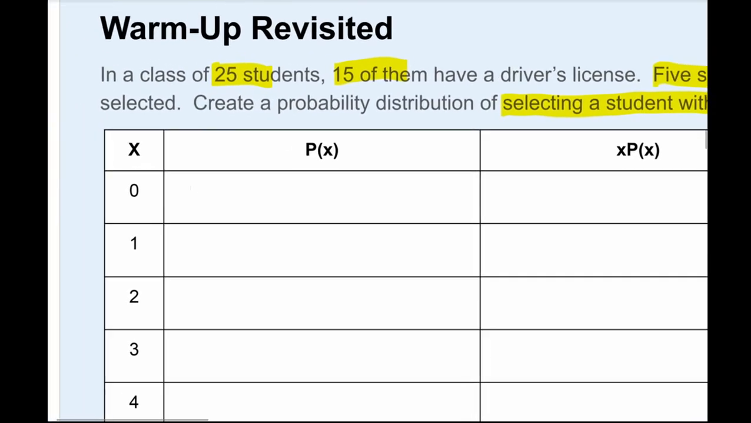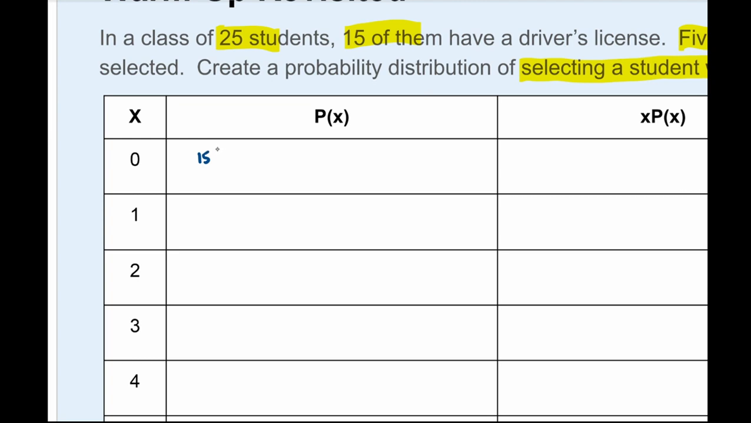Actually, let me zoom in a bit. 15 choose 0. So there's 15 students with licenses, and I'm choosing none of them. Multiplying by N minus A, or 25 minus 15, which is saying there are 10 students that do not have a license. And I'm going to be choosing R minus X, or 5 minus 0, or 5 of them, because it's for the 5 total students. And this is going to be divided by 25 choose 5, or the total number of possible outcomes.